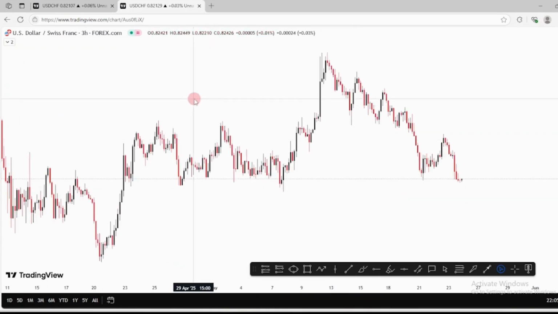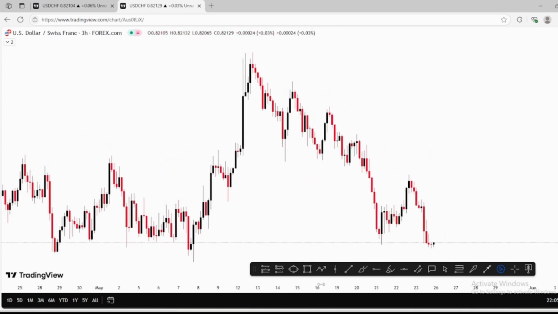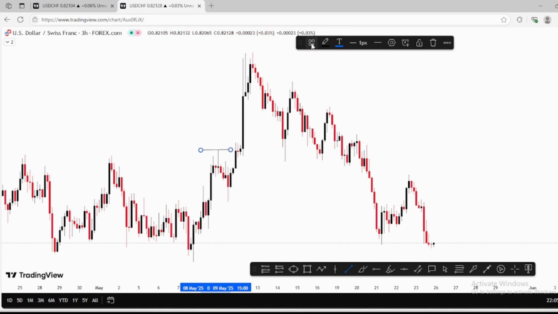Now you have a break of structure right here. Push up, push down, push up, push down, push up, break this high right here, push down, push up, now break this high right here. So now you have the current break of structure. A very, very strong one. So we have this BOS right here.